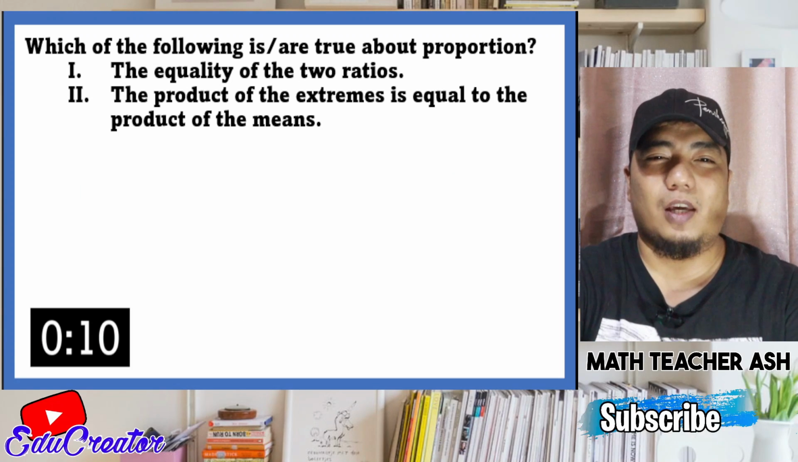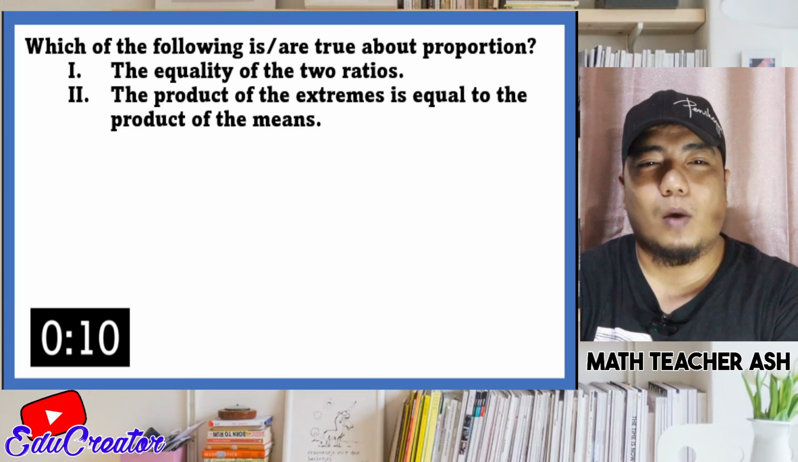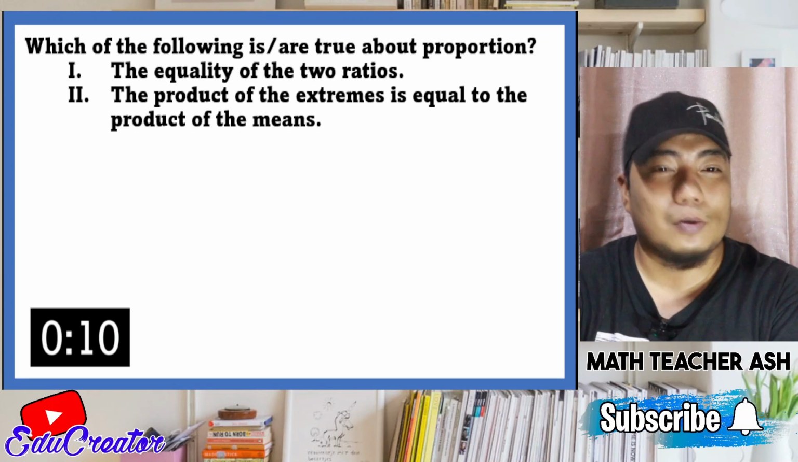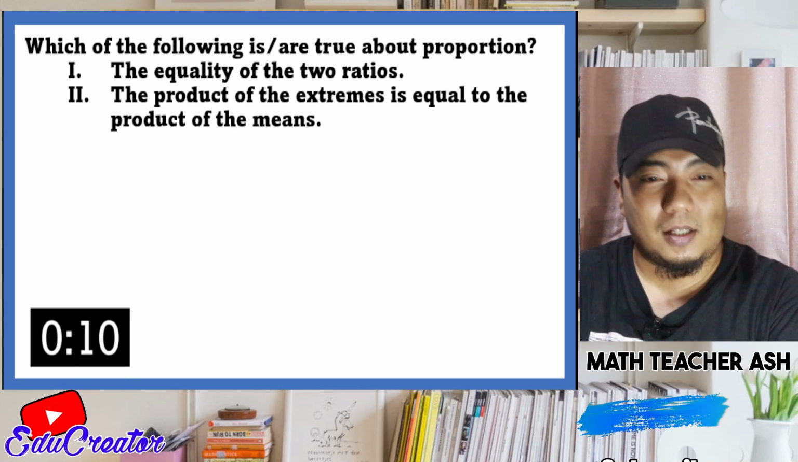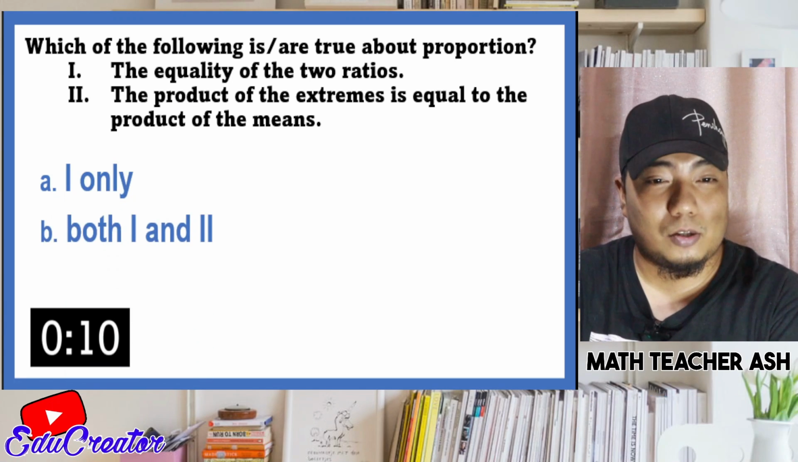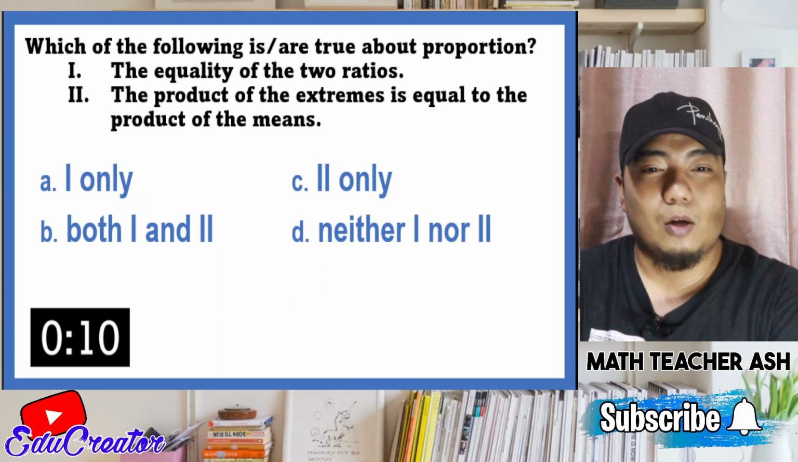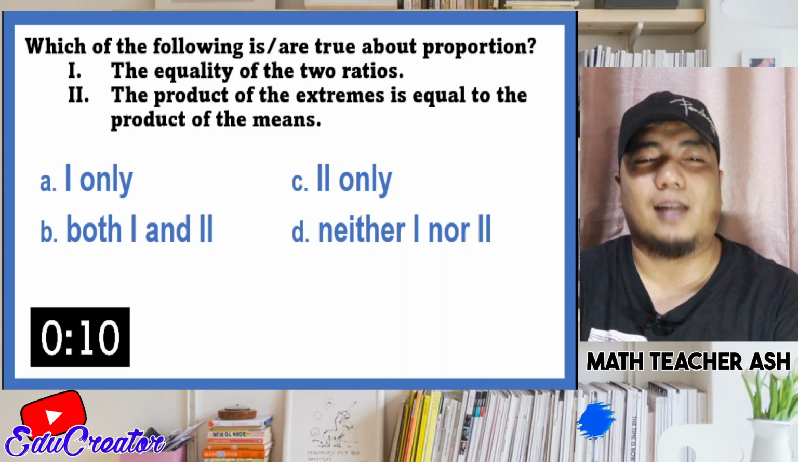Which of the following is or are true about proportion? Statement 1, the equality of two ratios. Statement 2, the product of the extremes is equal to the product of the means. Is it A, 1 only, B, both 1 and 2, C, 2 only, or D, neither 1 nor 2? Okay, 10 seconds for that question.